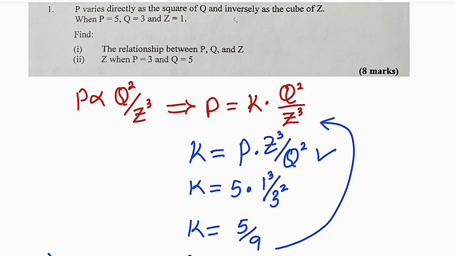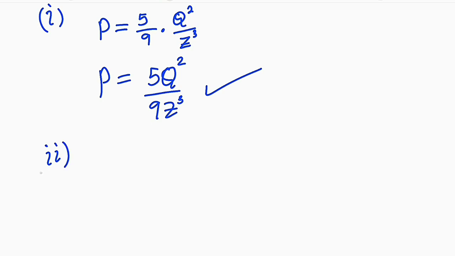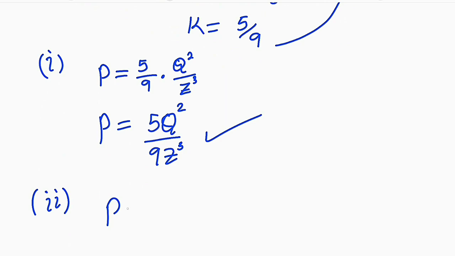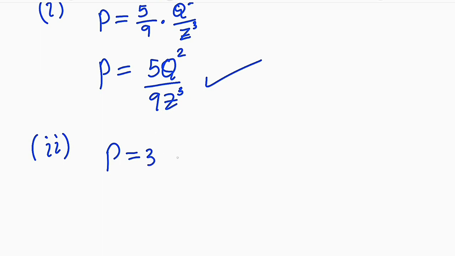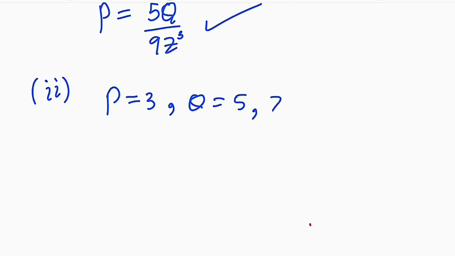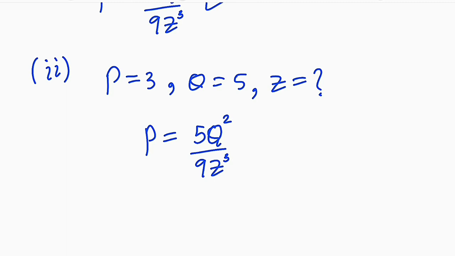Then the second question under number 1 stated that we should find Z when P is 3 and Q is 5. So, Roman number 2, we are looking for Z, but P is given as 3 and Q is given as 5. Yes, and we are looking for Z. All right, we are going to use the relationship, which is this one. Let me just copy that. Remember, we are looking for Z.